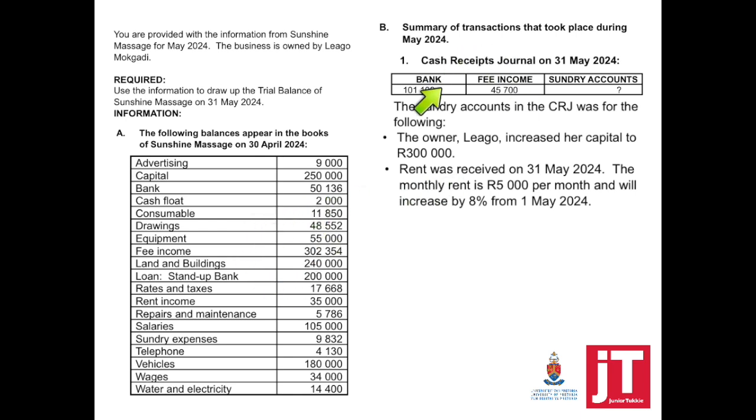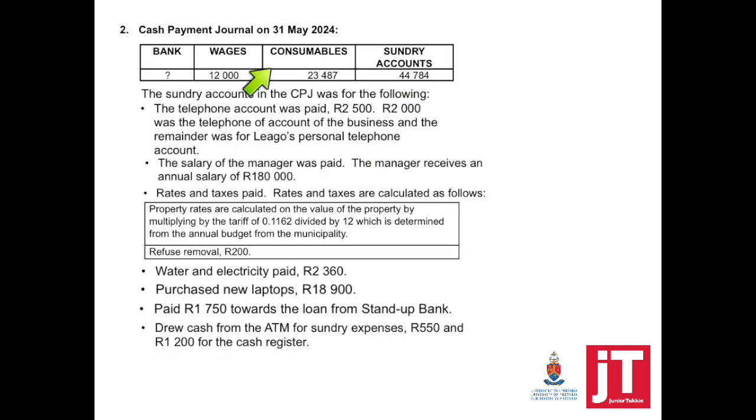You need to look at what happened during the month by looking at the cash receipts journal and looking at the cash payment journal. And this must be directly recorded in your trial balance. So we are going to go through this activity step by step because it is a little bit challenging compared to the other activities that you've done.